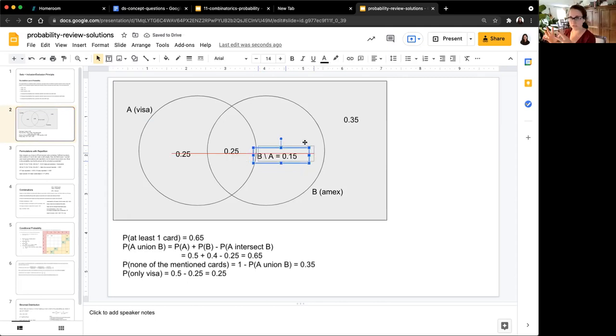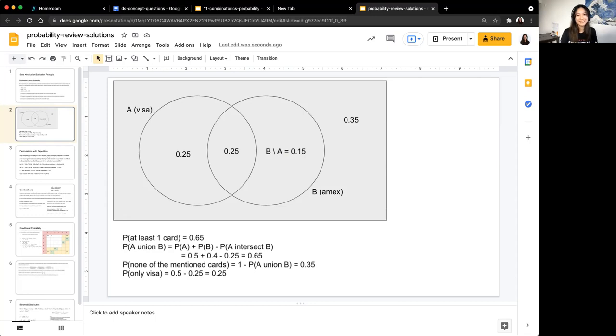To calculate it, this is obvious looking at that circle, but the definition of B excluding A is the probability of B less the probability of A intersect B, right? That's right. Yeah, okay.